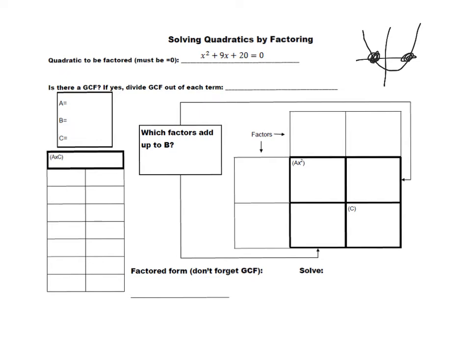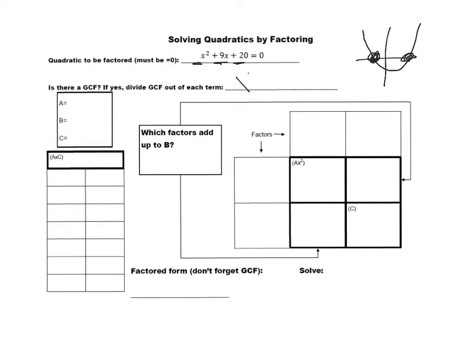Okay, what does that do for us? So there's no greatest common factor, and that's something you always want to look for. Can I divide these terms by the same thing? It could be a variable. It could be a number. In this case, 1 is the greatest common factor. That doesn't get us anywhere.